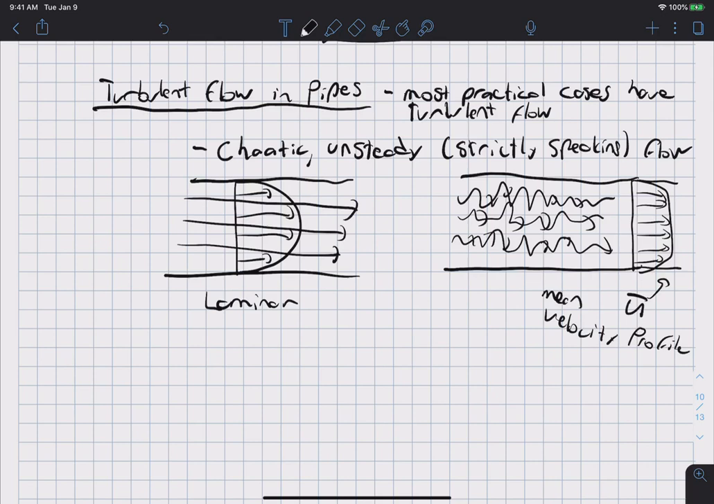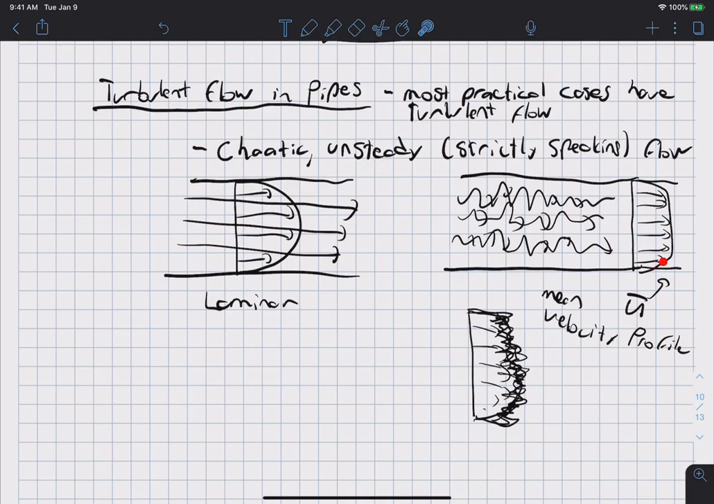Now, the true velocity profile as a function of time could look something like that at one time instance. Then at another time instance, it could look something like this. Then at another time instance, it could look something like this. And at another time instance, it could look something like this. But if you take all of these instantaneous profiles that I superimposed, you wind up with an average profile that will look something like that.